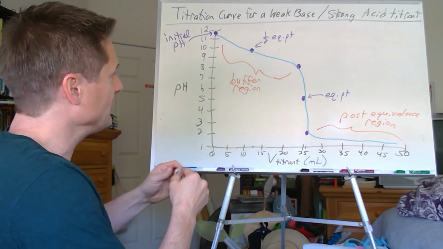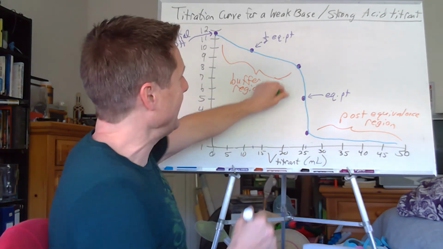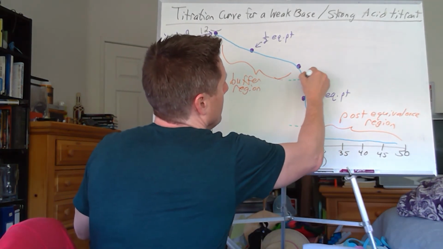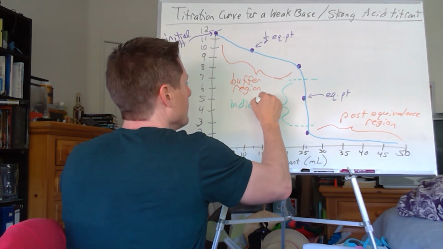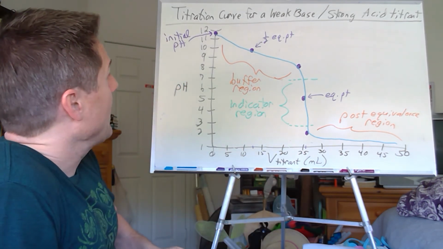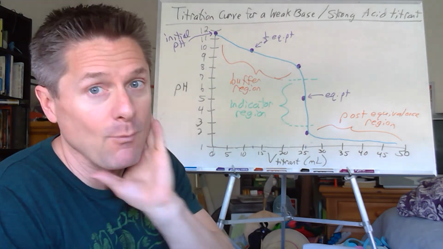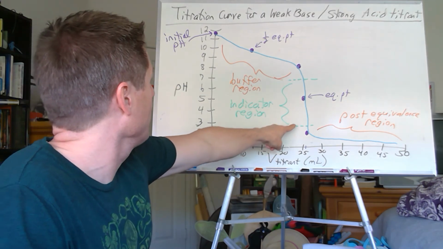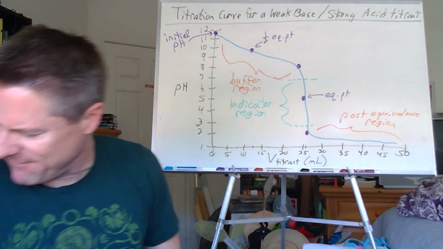There's our initial pH. So when we're picking an indicator, we want to get within this steep rise, right around here to right around there. So that's our indicator region. Now, phenolphthalein wouldn't work for this. Phenolphthalein's up in this range, so that would not be a valid indicator for this titration. I'd say anywhere from 3 to 7, maybe 3 to 6 to be safe.